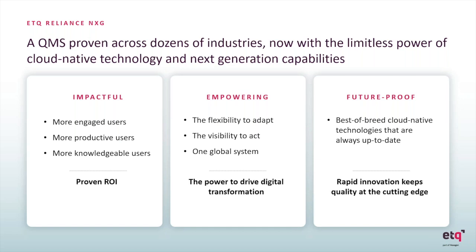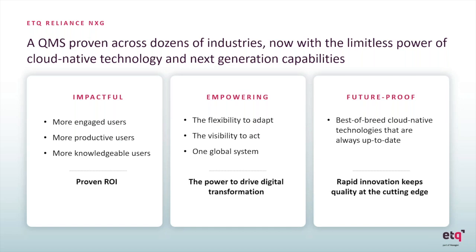You can drive digital transformation because the system has the flexibility to adapt. As I mentioned earlier, it's extremely flexible and gives you the visibility. It's one global platform that has connectivity across the different applications, as we'll talk about in a few minutes, as well as the ability to integrate with external systems to achieve automation.